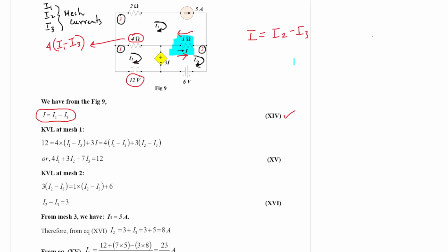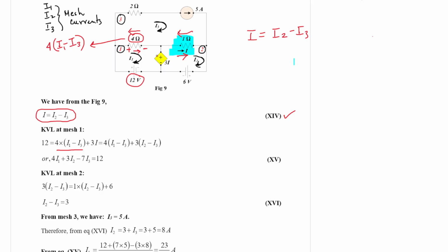Now what is the reason I have written this? Let us consider the polarity: left side is plus, right side is minus. So the mesh current I1 should be flowing from plus to minus. The mesh current I3 should be flowing from right to left, that is from minus to plus. So the net current should be I1 minus I3. Due to this fact, we have written 4 into I1 minus I3, and that is subtractive polarity with respect to the 12 volt source.